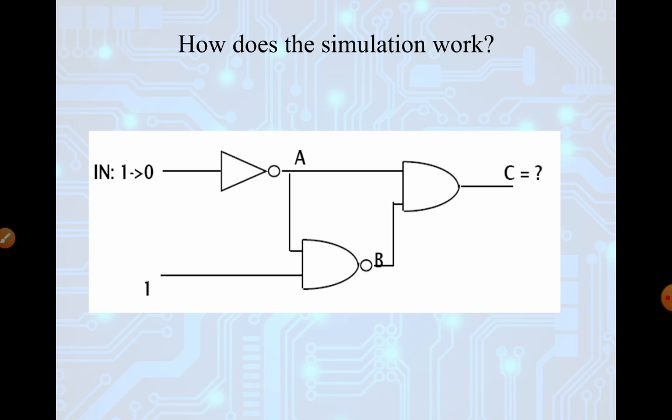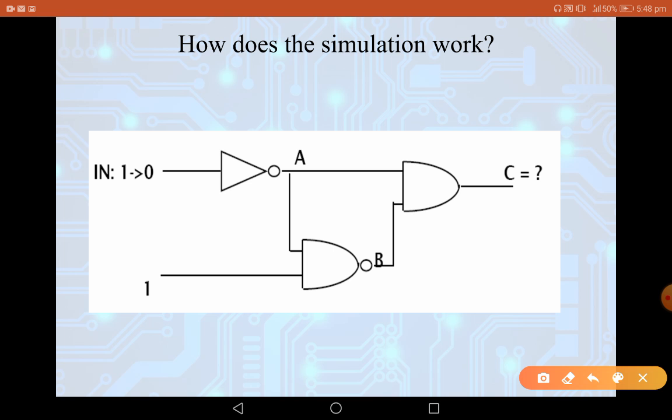In this circuit, we're given only 3 gates. Now the question is, what will be the change in output C if the input changes from 1 to 0? I'll give you 2 minutes, or you can pause the video for some time and work out the solution. I hope you have thought about it and got the answer.